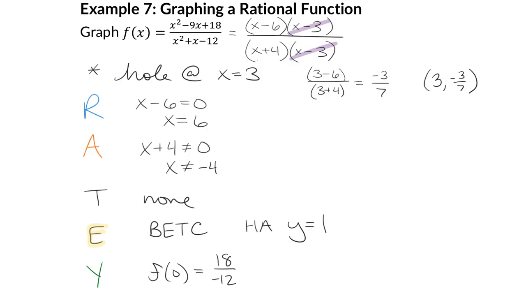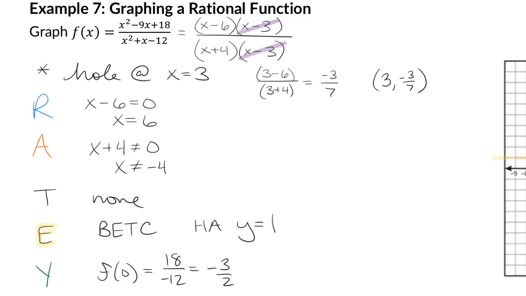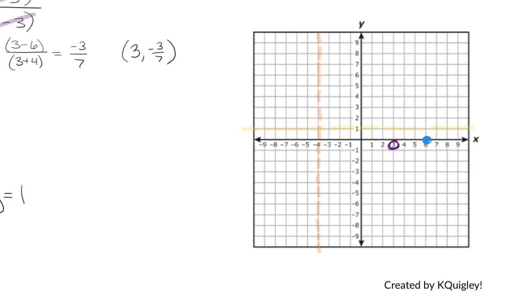Ooh, 18 over negative 12. That's going to reduce down to what fraction? 3 over 2. So negative 3 over 2. That is my y-intercept. So negative 1.5. So we're going to go to our graph. We're going to plot negative 1.5.